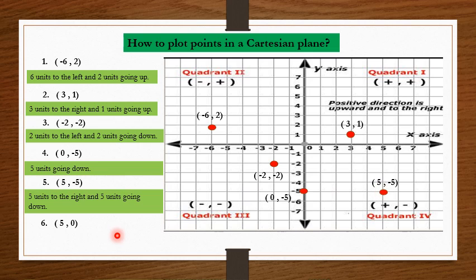Number 6, 5 and 0. So 5 is for x, 0, that is the origin. So yeah, 5 units to the right. From the center, from the origin, we're going to count 5 units to the right. 1, 2, 3, 4, 5. So therefore, you have this answer.